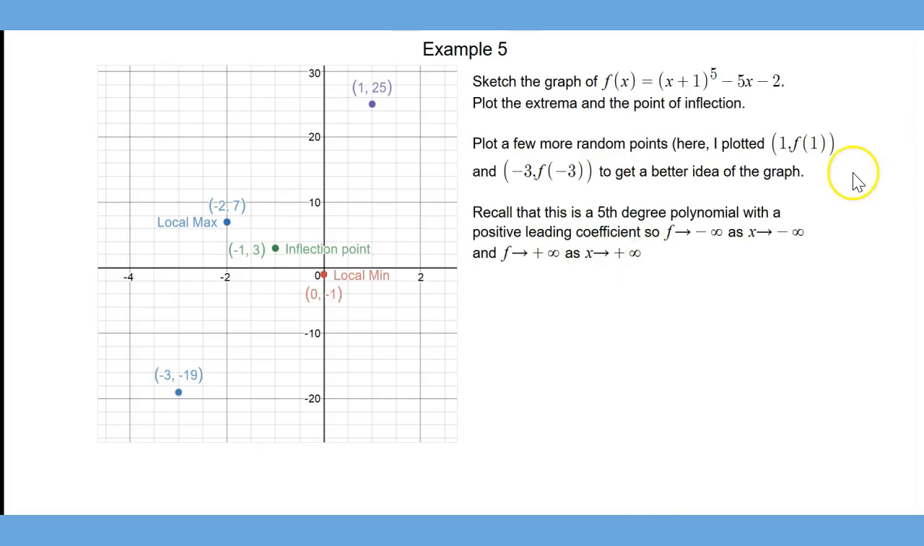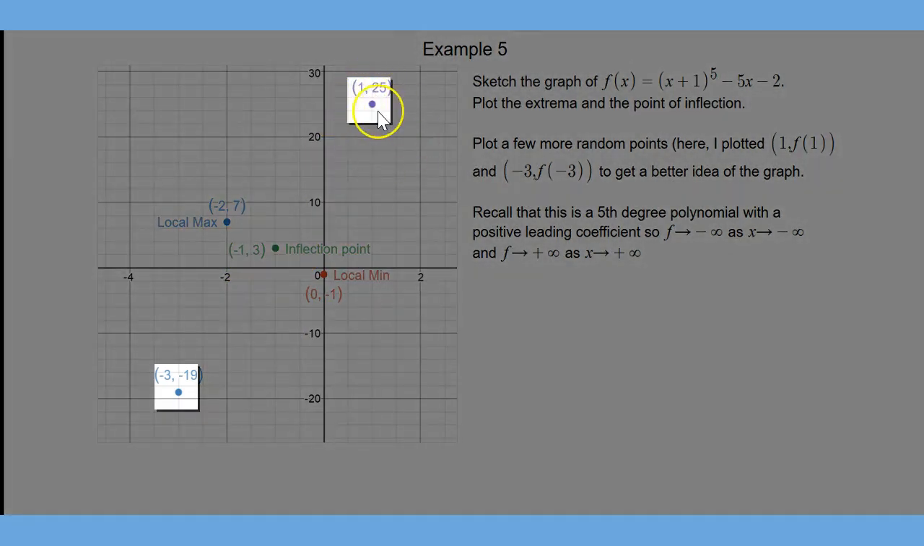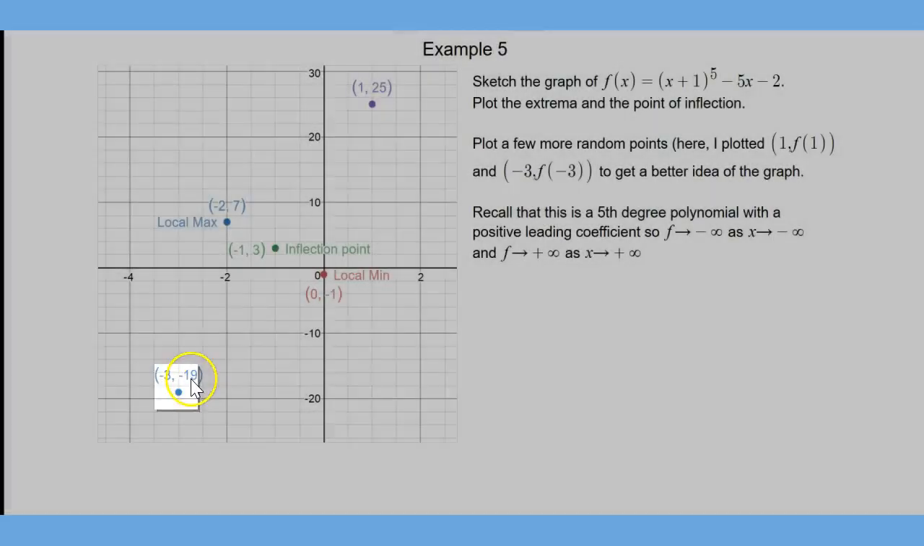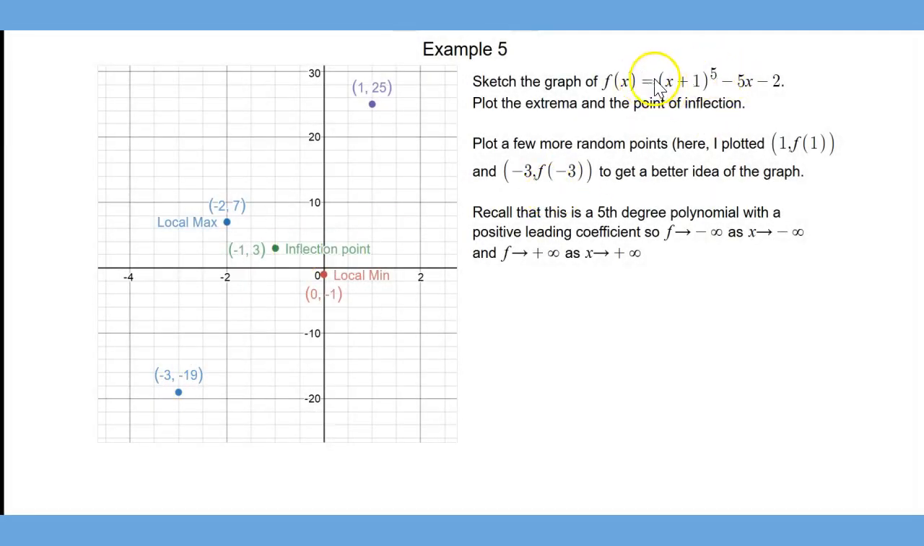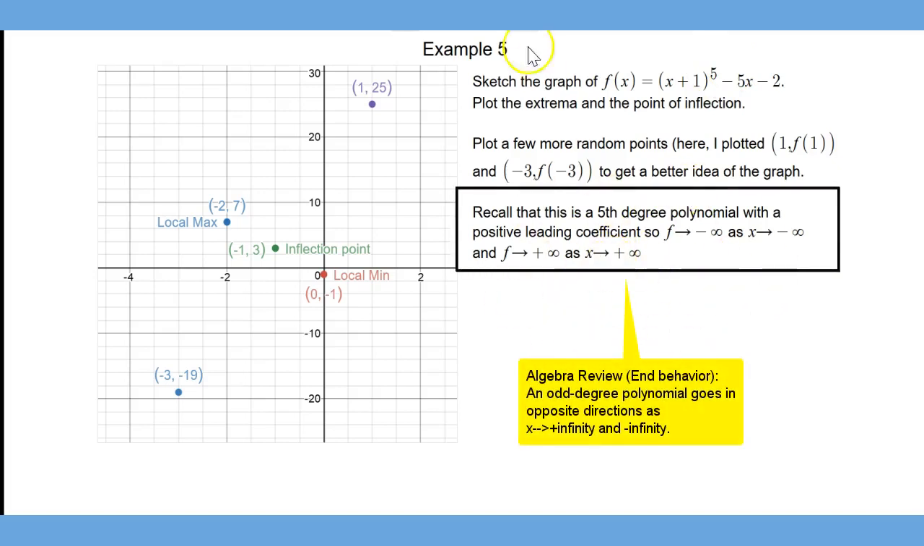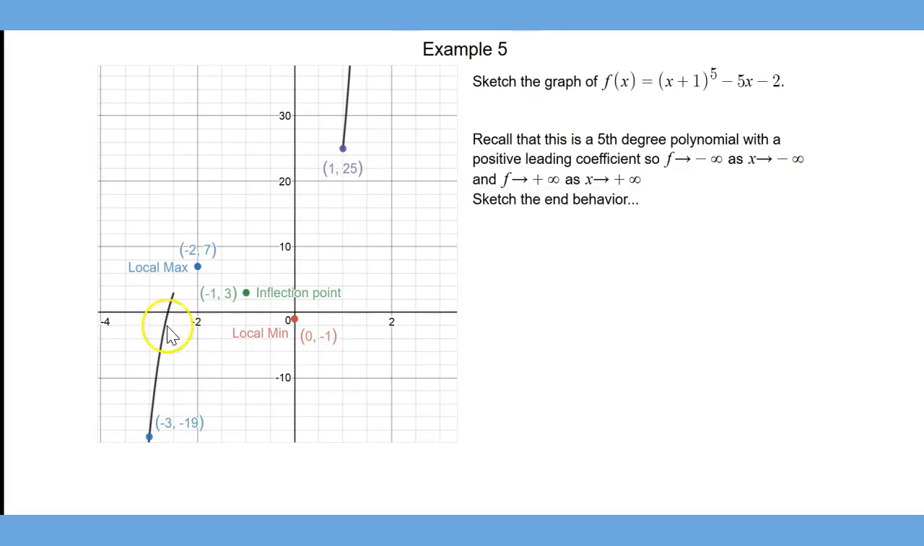So to sketch that, you want to plot a few points besides just the max and min and the inflection point. So I plotted another point here at x equals 1 and at x equals minus 3. And then remember from pre-calc days, this is a polynomial of degree 5. So remember what the end behavior does. It's going to go to negative infinity as x goes to negative infinity, and it's going to go to positive infinity as x goes to positive infinity. So that's the end behavior of an odd degree polynomial. So you sketch that first and then kind of fill it in.